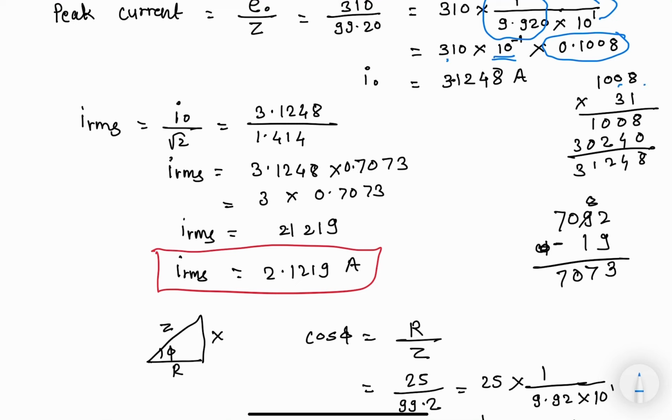So you get the answer 31248. 10 raised to minus 1 cancels with this 0. And with this 4 decimal I just write here 3.1248. So I0 value is 3.1248. We have to calculate the RMS value. It is just divide by root 2. You should learn that value.